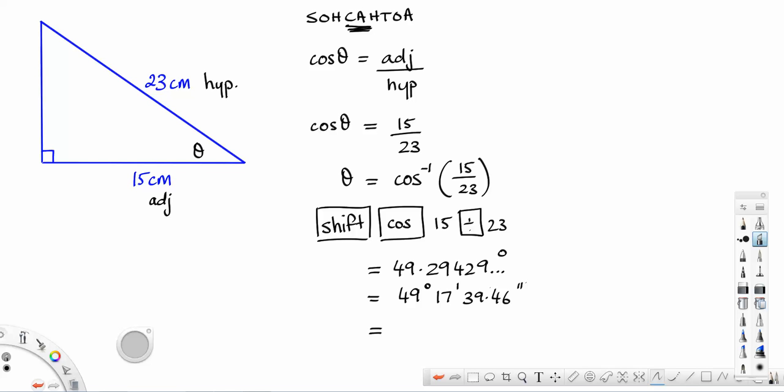Now looking at this, it's 49 degrees, 17 minutes, and 39.46 seconds. So if you think about that in time, is it closer to 17 minutes or closer to 18 minutes? Well, it's 39 seconds past 17 minutes, so it's closer to 18 minutes. So I'm going to round that up. 49 degrees, 18 minutes, correct to the nearest minute. And that's how we find angles.